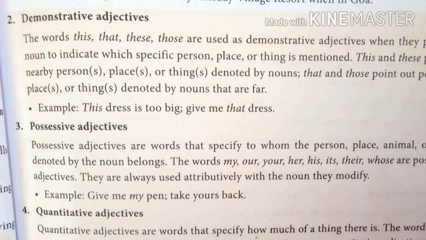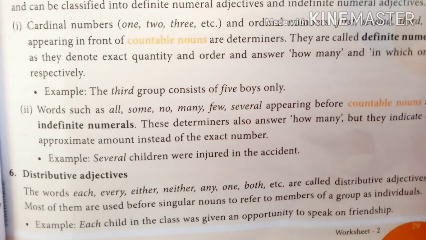And you may know numeral adjectives. What are numeral adjectives? For example, the third group consists of 5 boys only. So the third, first, second, third, fourth: they are the numeral adjectives. And distributive adjectives: the words each, every, either, neither, any, one are called distributive adjectives in English. For example, each child in the class was given an opportunity to speak on friendship.